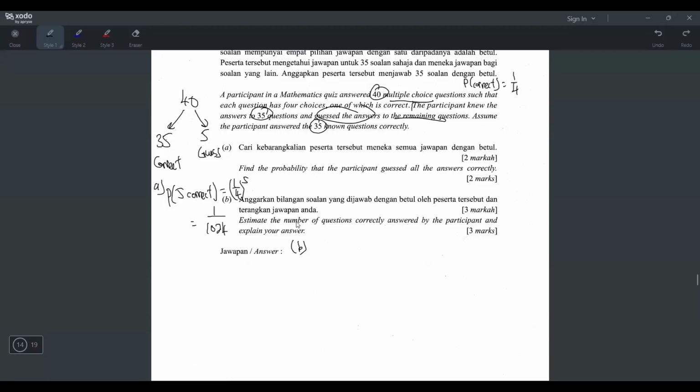Okay, for B, estimate the number of questions correctly answered by the participant and explain your answer. Okay, we already know 35 confirm correct already. It's just that this five he guessed. So can you estimate the number out of the five guess? How many he will get it correct? Six only. Eh, one only. Okay, why I cakap macam tu is because out of the five guessing, the probability of five correct is 1/1024, right?